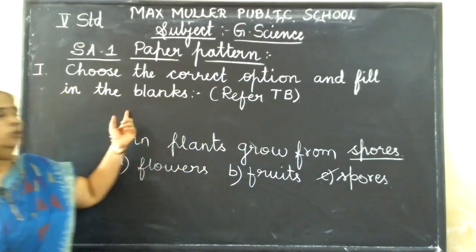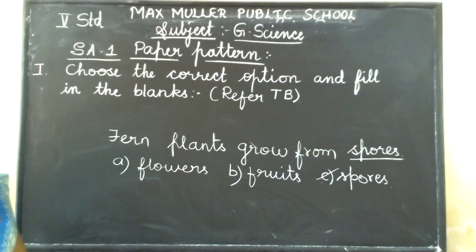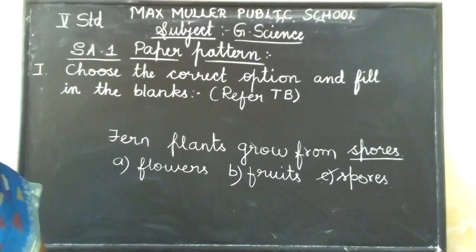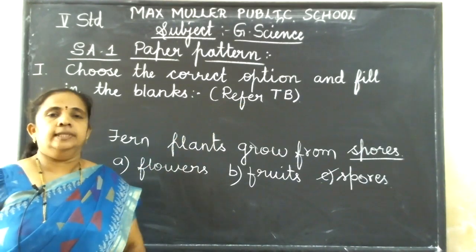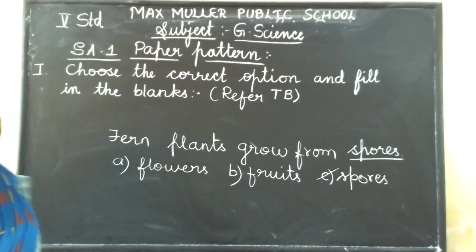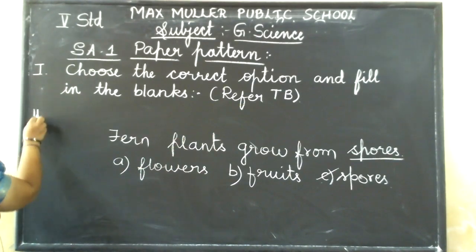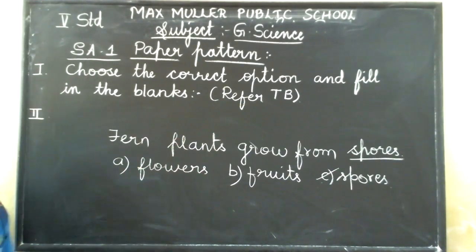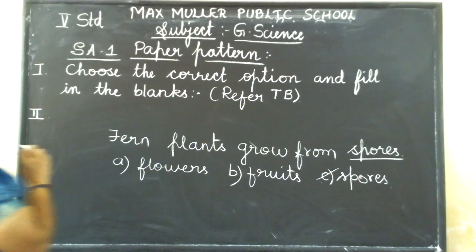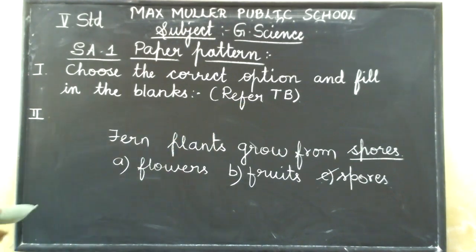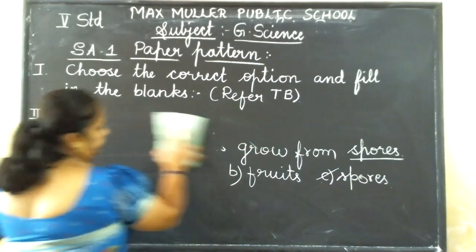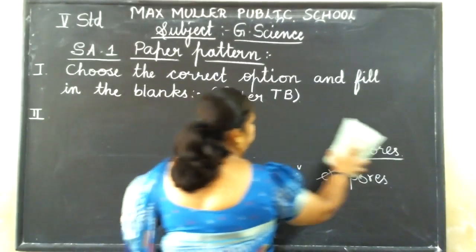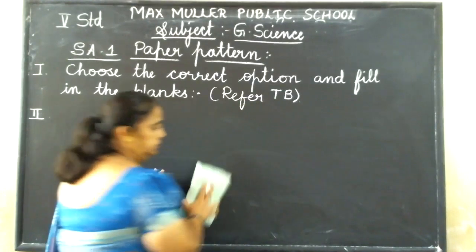Okay. So this is about the first main. Choose the correct option and fill in the blanks. So refer to the textbook I have given. You have to read this main from the textbook, all the 3 lessons you have. One lesson, the second lesson, I think you don't have. Other than that you have to read it from your textbook, all the other 3 lessons. Got it, children? Okay. Now we'll move to the second main.